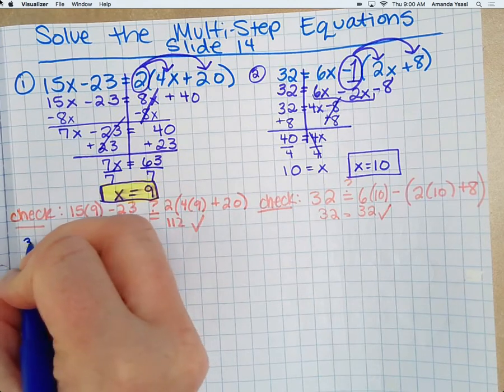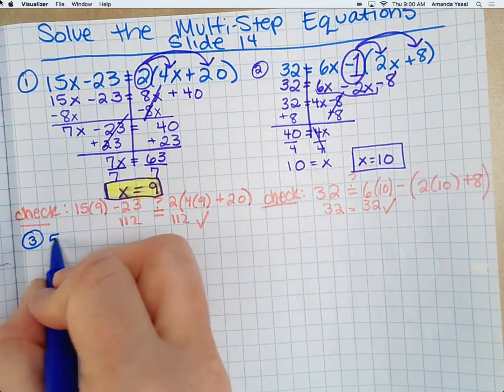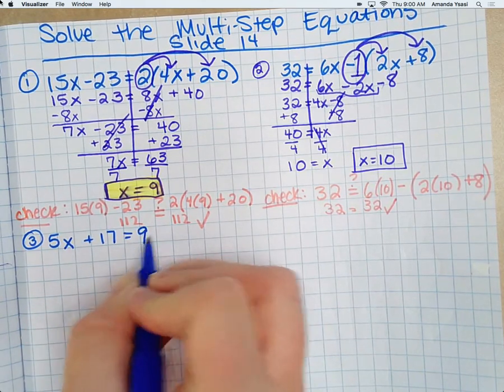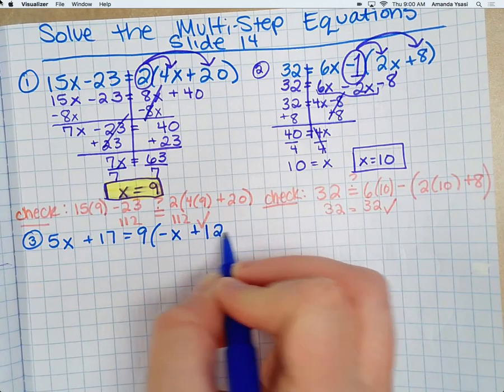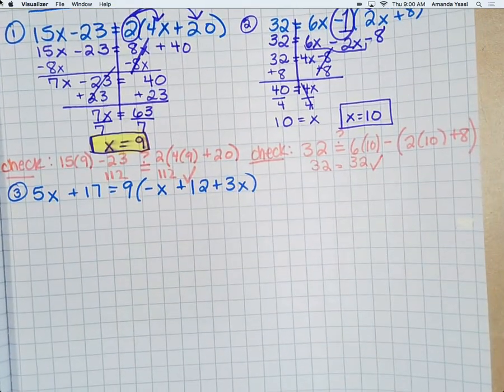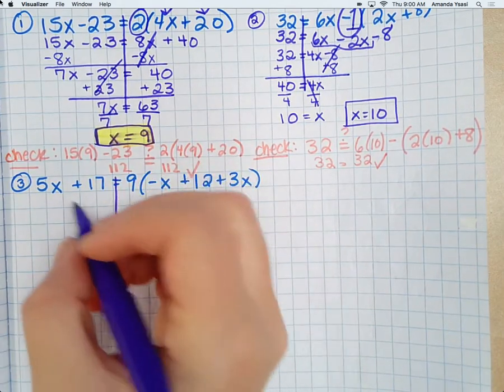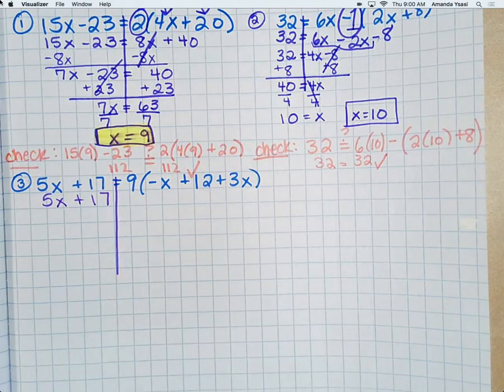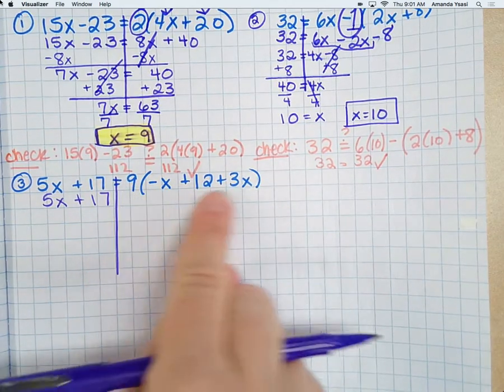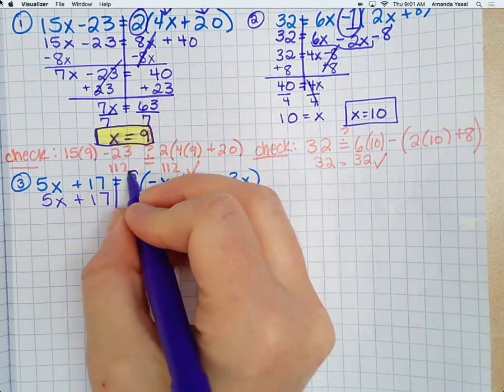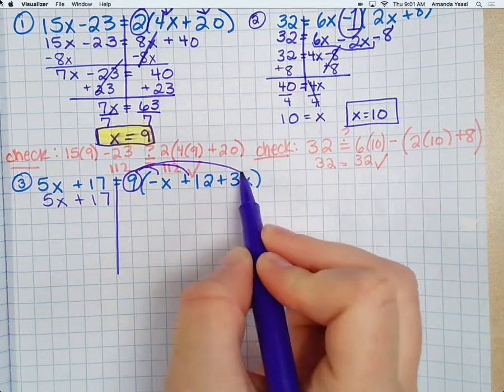Okay, let's look at number three. 5x plus 17 equals 9, parentheses, negative x plus 12 plus 3x. Okay, the left-hand side is already simplified, so we just write 5x plus 17. Nothing we can do on that side yet. But my right-hand side, I have a 9 times this whole thing. So that means I need to distribute the 9 to everything.